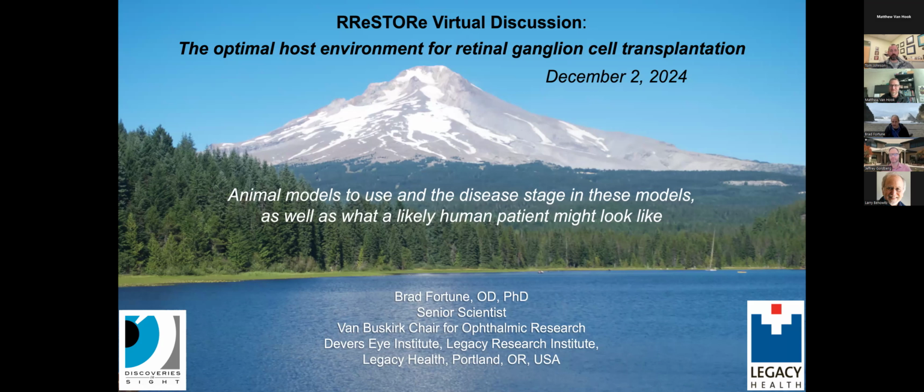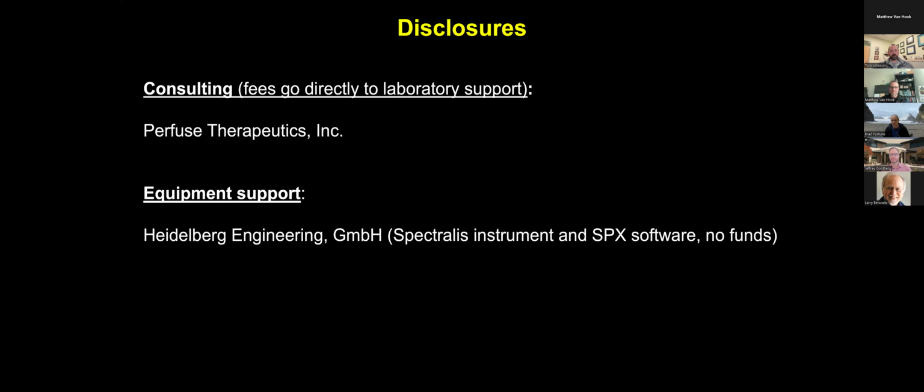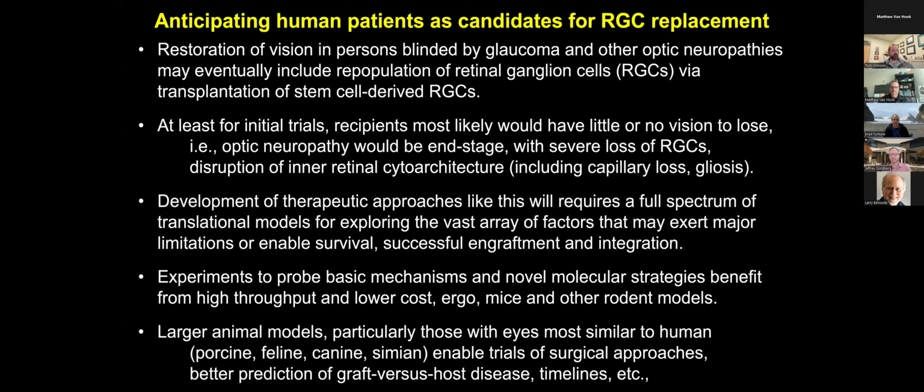So this is the title I was given: Animal Models to Use and the Disease Stage in these models, as well as what a likely human patient might look like. I took this as an indication to do an overview or introductory comments, just to get this out of the way. Some of the images I'll show are from the Spectralis, so we have that disclosure.